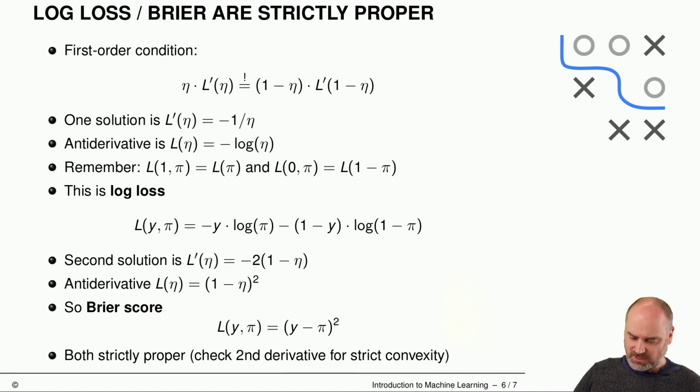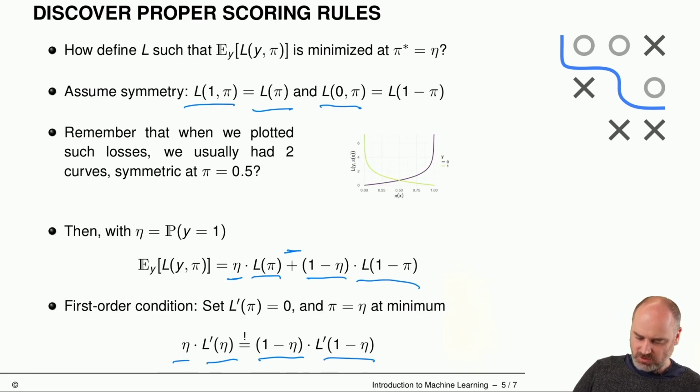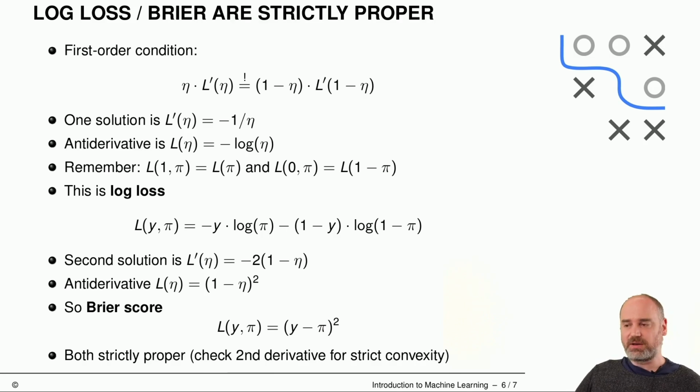Oh, and I guess I forgot something. We don't only have to compute the derivative, we also have to do one very simple thing. We now have to insert for all of the pi values our eta, because that's what we want, right? That our risk minimizer is actually at eta. So we have to do that, and then that gives us the first order condition. And now let's look at this. So what solution could we use?